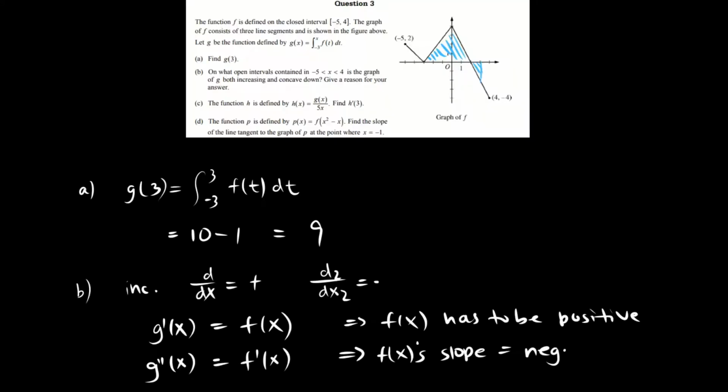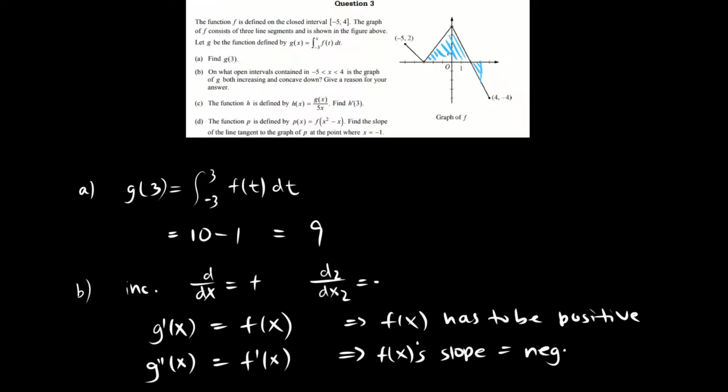Part D reads, the function p is defined by p of x is equal to f of x squared minus x. Find the slope of the line tangent to the graph of p at the point where x is equal to -1. So we know that the slope of a tangent line is just equal to the instantaneous rate of change of the graph at the point where they intersect. So all we need to do for part D is to take the derivative of p of x and evaluate it at x is equal to -1.